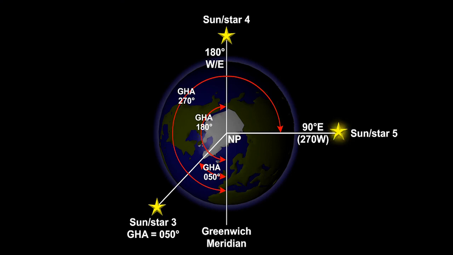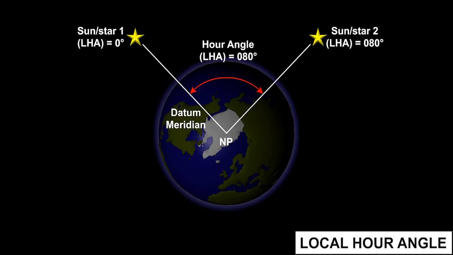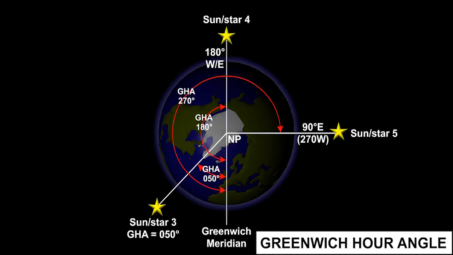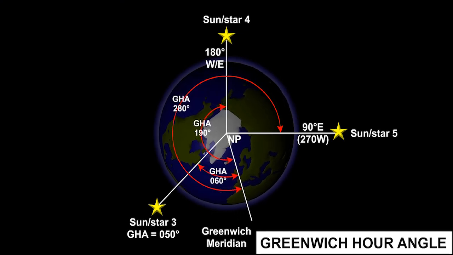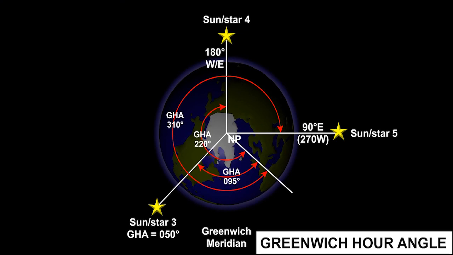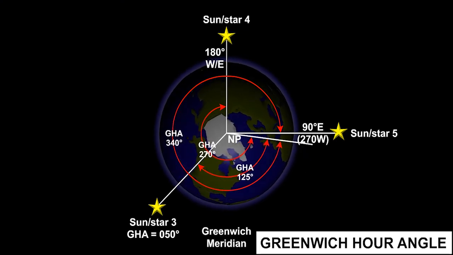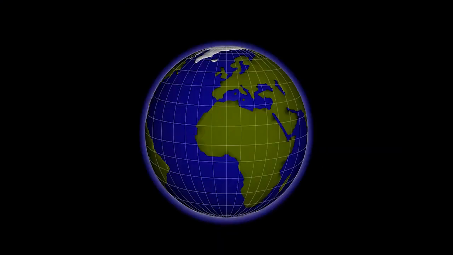It is always west. If the hour angle is measured from the observer's meridian, it is called the local hour angle and abbreviated to LHA. If measured from the Greenwich meridian, it is called the Greenwich hour angle and abbreviated to GHA. Because the Earth is rotating, the hour angle is constantly changing and is only valid at a specific time. By contrast, declinations of stars are constant for many years. Even the Sun's declination can be regarded as constant over a period of a day.